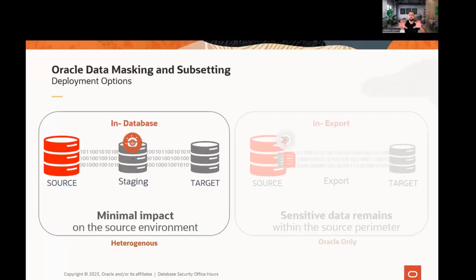Okay, let's have a look at the different ways to deploy DMS. So you have two main ways. The first one is called in database. It means the transformation, the masking script and the subsetting script will be applied within the database. To avoid masking the original data, the production data for example, we need an intermediate database. We call it the staging database. So what we have to do is upload from the source, in general a production database, the data into the staging database. We execute the masking script and subsetting script within the staging database. And at the end, the result can easily be published to different targets.